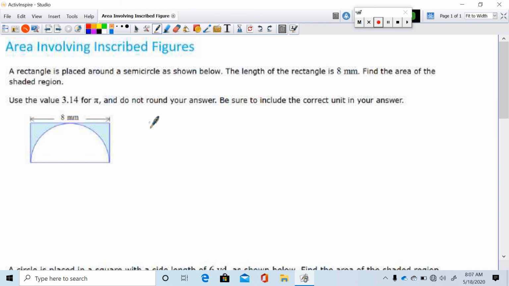So we've got to find the area of the rectangle. You always find the area of the largest region first and subtract out the part that's not shaded. It is a semicircle, which means a half of a circle. And it would help if I could spell. Sorry about that. Okay, a rectangle is length times width.